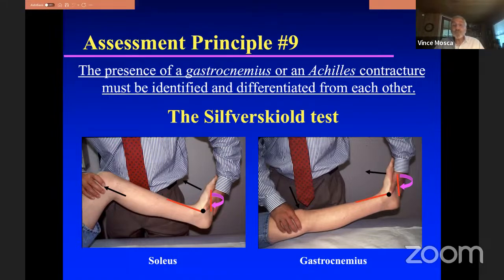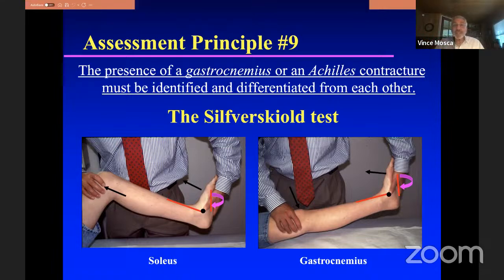So differentiating them is important, and that's done with the Silfverskiöld test. This, again, is best done, I think, when you're practicing under mini fluoroscopy. You flex the knee to relax the gastrocnemius because the gastrocnemius starts above the knee. You invert the subtalar joint to neutral so that you don't get any false dorsiflexion through the subtalar joint.